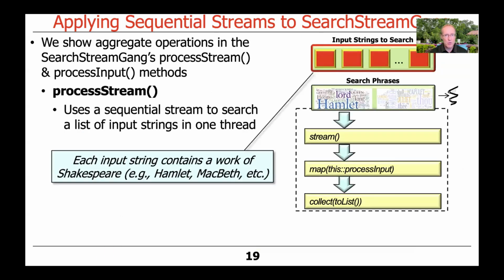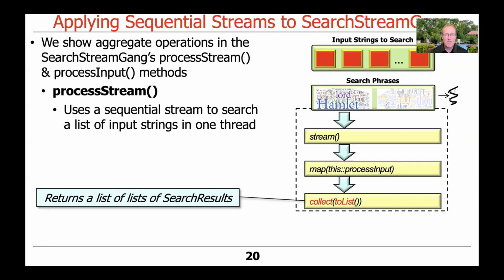The process stream method is really the entry point into the framework, and what it's going to do in this implementation is use a sequential stream to search a list of input strings in a single thread of control. And each input string will contain a work of Shakespeare, like the text for Hamlet, the text for Macbeth, the text for Romeo and Juliet, the text for Julius Caesar, and so on and so forth. And what you get back from the process stream method, as we'll see as we get into the details in a bit more, is a list of lists of search results.